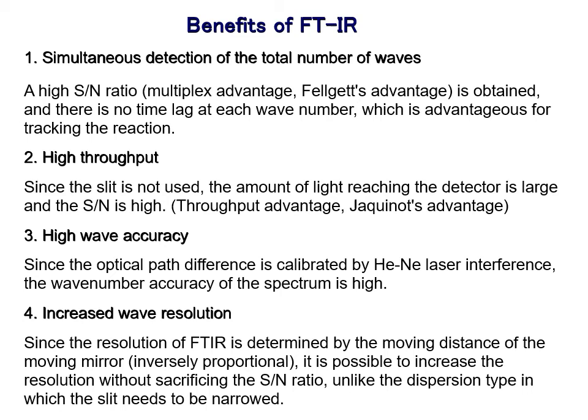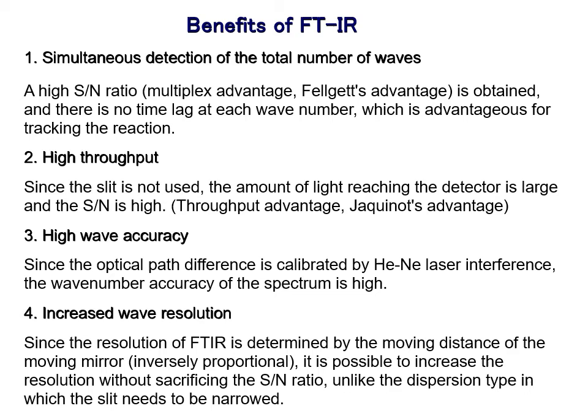Next, we will summarize the advantages of FTIR when compared to a dispersive infrared spectrophotometer. First, since the total wave number is detected at the same time, the intensity of the detected light is high, and a spectrum with a high SN ratio can be obtained. That is, a clean spectrum with little noise can be obtained. This is called multiplex advantage or Fellgett's advantage.